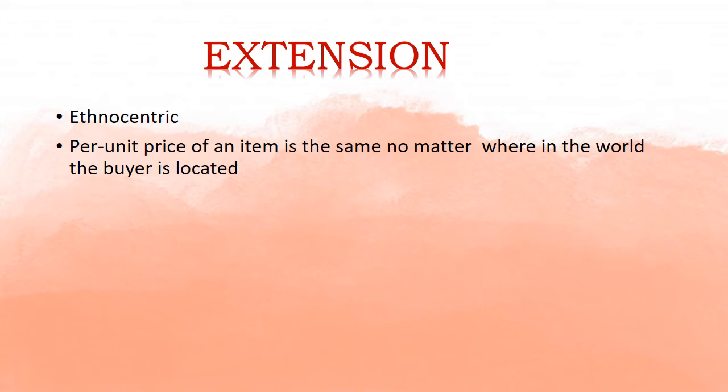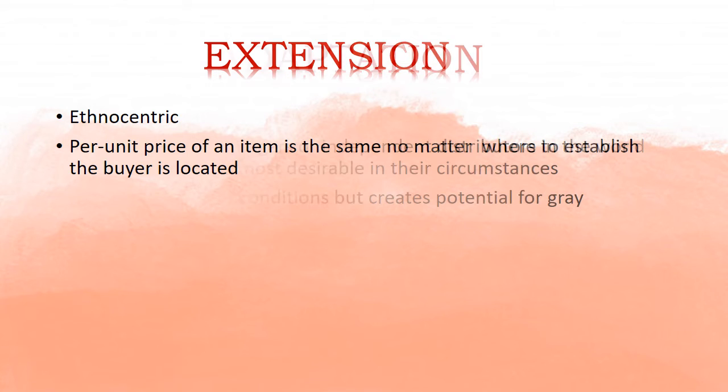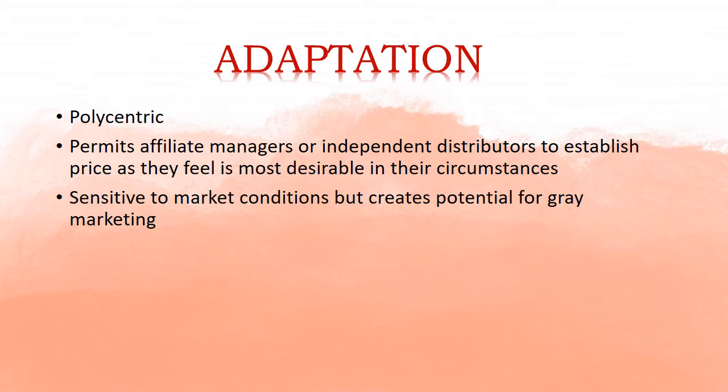Extension or ethnocentric. Company will put the same price no matter where in the world the buyer is located, the price will be the same. Adaptation or polycentric. The manager or independent distributor will establish price as they feel is most desirable in their circumstances. It is sensitive to market condition but creates potential for gray marketing.